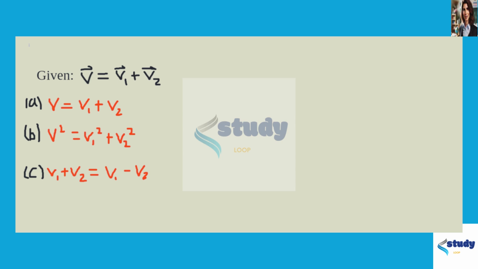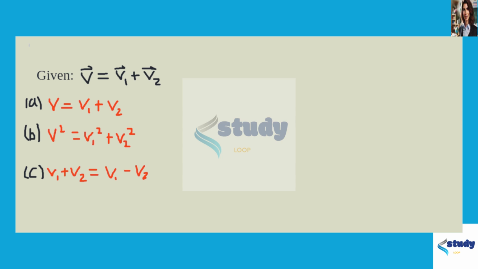Our question says that two vectors, vector v1 and vector v2, add to a resultant, which I have written here, given as vector v is equal to vector v1 plus vector v2. And then the question says describe vector v1 and vector v2 if (a) v equals v1 plus v2, (b) v squared equals v1 squared plus v2 squared, and (c) v1 plus v2 is equal to v1 minus v2. So I also wrote here under A, B, and C in red what we were given. And then I'm going to solve this out in black and write the solution in black here.